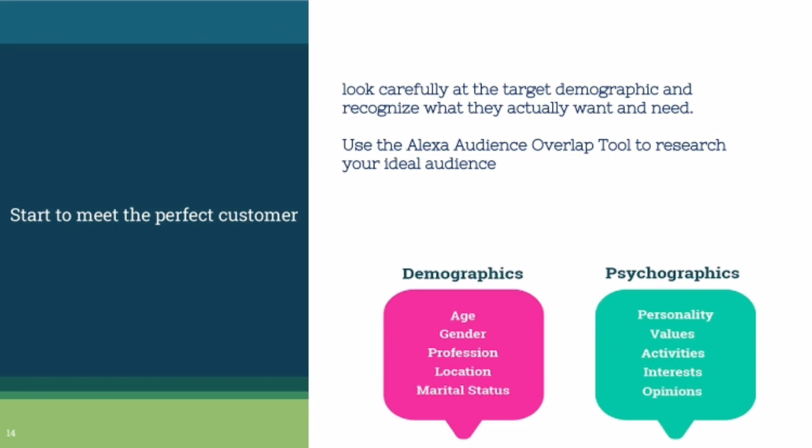The third one is to meet the perfect customer. After you've done research, you find out that these people are being left out. Another way to gain insight and motivation for targeted campaigns is to look carefully at the target demographic and recognize what they actually want and what they need. So getting to know the ideal customer can help SMEs to deliver a better product, service, or message to them. So meet these people, and then you will get to know their needs and wants.